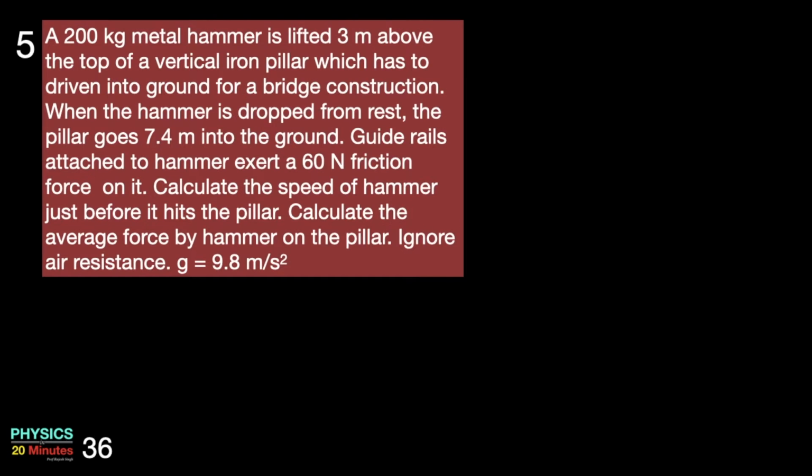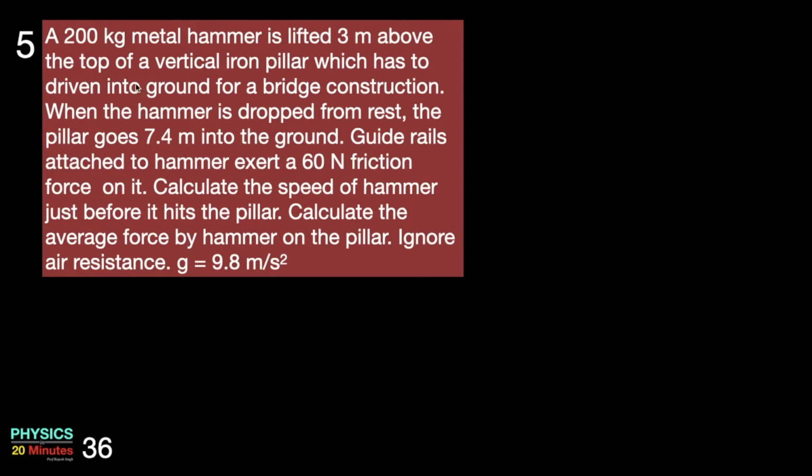A 200 kg metal hammer is lifted 3 meter above the top of a vertical iron pillar which has to be driven into ground for a bridge construction. When the hammer is dropped from rest, so the hammer is really heavy, you can see it's a 200 kg hammer. It is raised to the height of 3 meter, then it is dropped from rest. The pillar goes 7.4 meter into the ground. The hammer will hit the pillar. Every time the hammer hits the pillar, the pillar goes deeper in the ground.